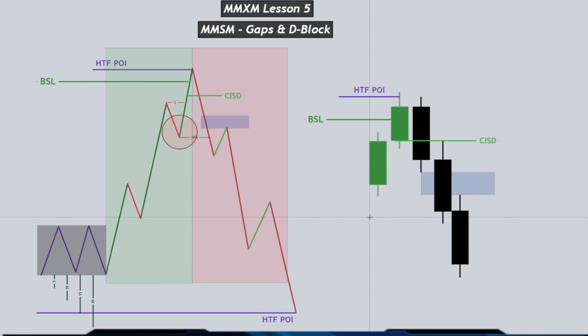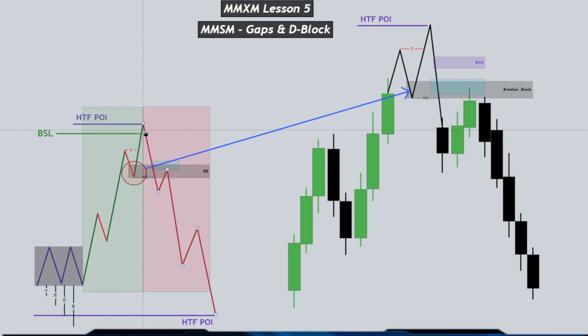When the market structure shift happens, since we have already discussed the fair value gap, what else can we have a look into? Let's move from the change in state of delivery to the market structure shift. What exactly we're looking into in that area. So after the market structure shift is confirmed, we can expect price to retrace back into a breaker block or into a fair value gap. Now what is a breaker block?